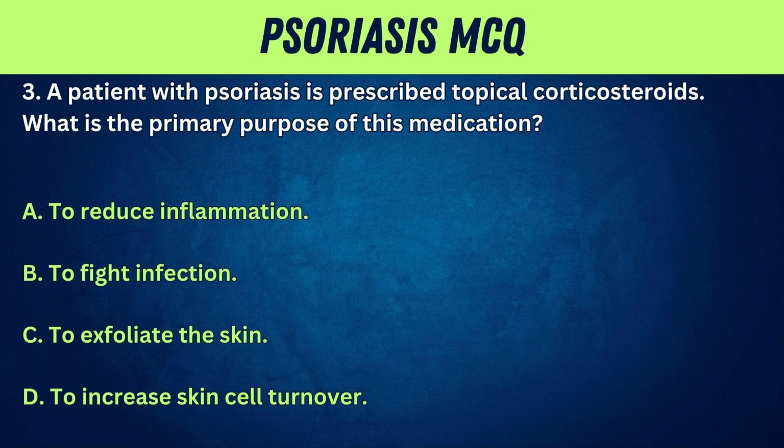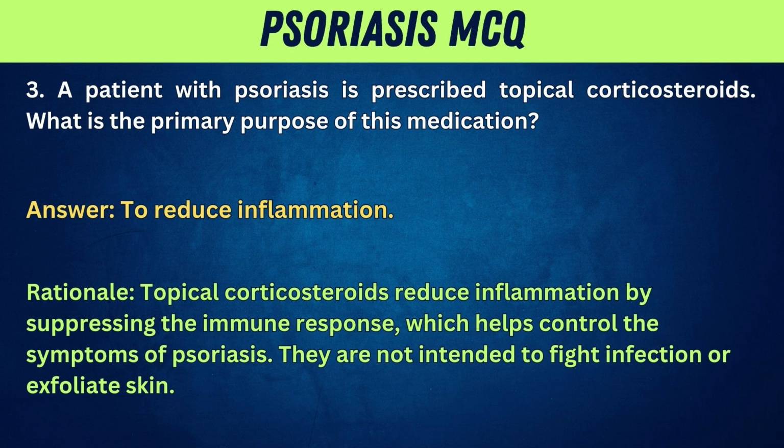3. A patient with psoriasis is prescribed topical corticosteroids. What is the primary purpose of this medication? A. To reduce inflammation. B. To fight infection. C. To exfoliate the skin. D. To increase skin cell turnover. Answer: to reduce inflammation. Rationale: topical corticosteroids reduce inflammation by suppressing the immune response, which helps control the symptoms of psoriasis. They are not intended to fight infection or exfoliate skin.